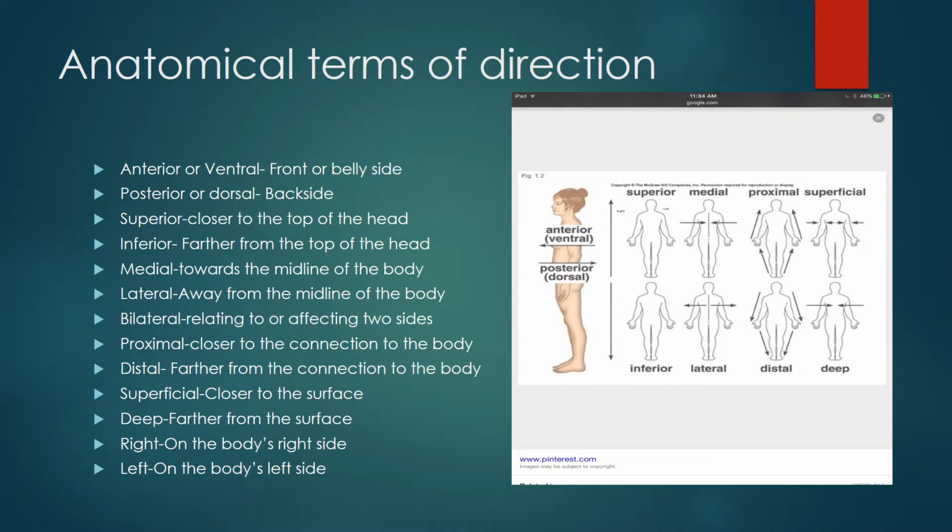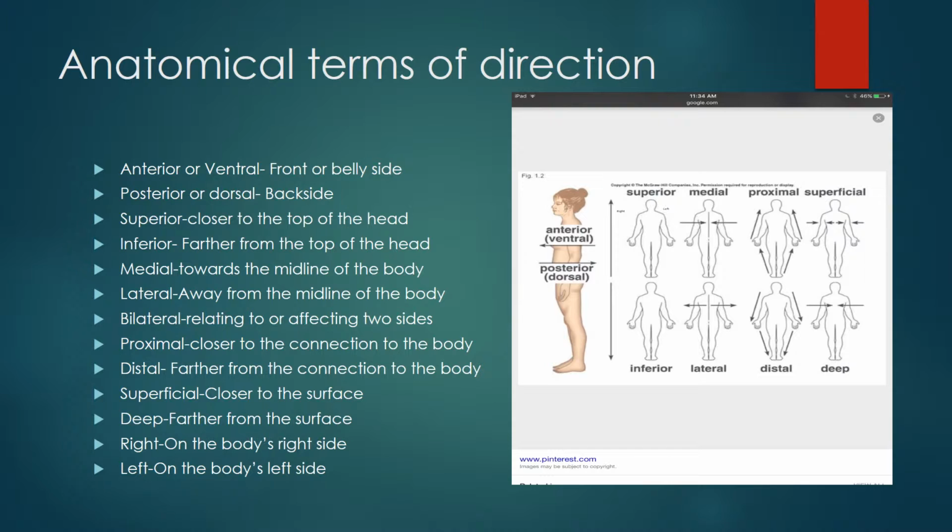Anatomical terms of direction. Anterior or ventral means front or belly side. Posterior or dorsal means back side. Some examples are my sternum, which is my breastbone, is anterior to my spine, and my spine is posterior to my sternum. Superior, which means closer to the top of the head.